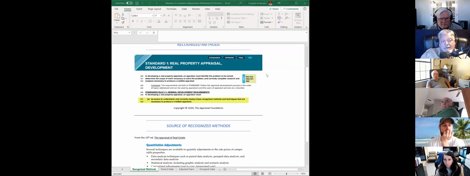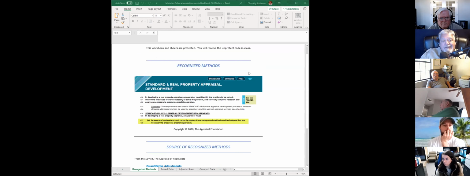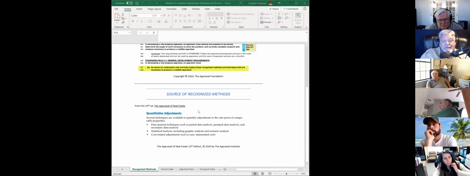So basically what this page is, when we talk about recognized methods, all we're saying is everything we've been through so far today is indeed a recognized method. So they're perfectly legitimate to use. However, under your standard rule 1-1, this is 1-1A, just make sure that if you're going to use them, you understand them and correctly employ them. That's the big caveat there.